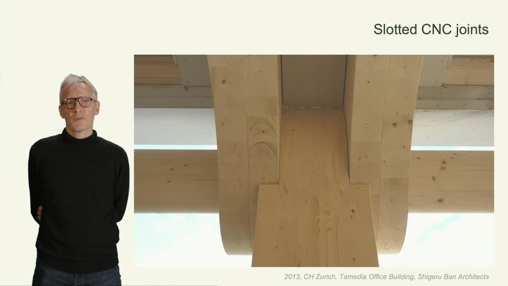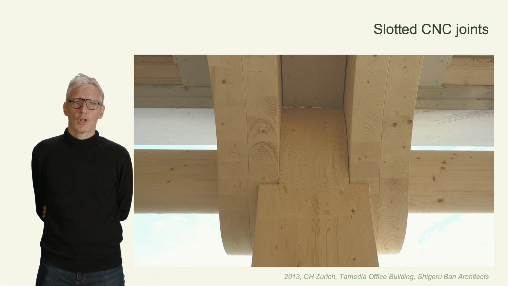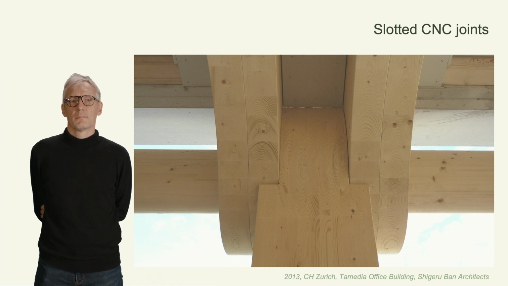The Tamedia office building in Zurich used CNC milling for its 1,400 prefabricated structural components. The forked ends of the beams slotted around the columns, utilizing an oval-shaped spacer beam for added stability. This allowed for an assembly time of just 3 months on site.